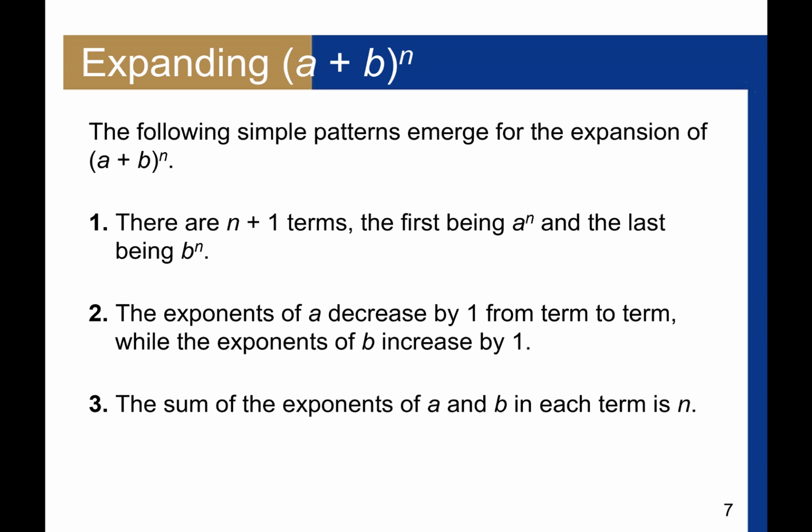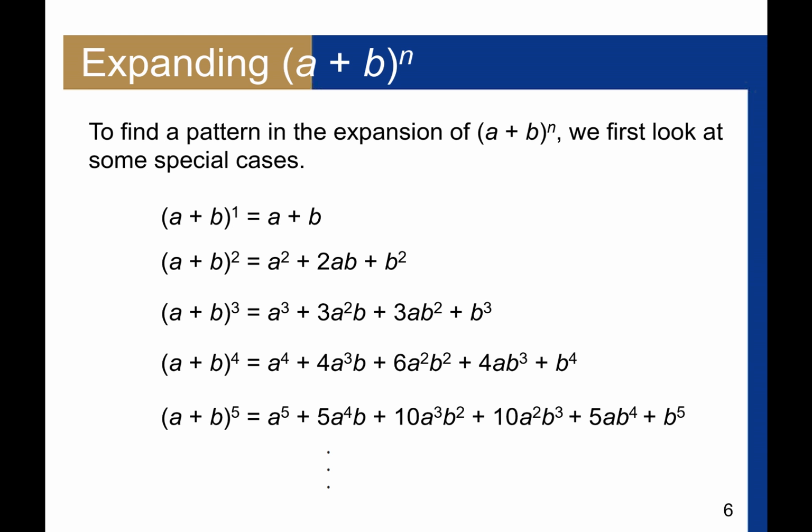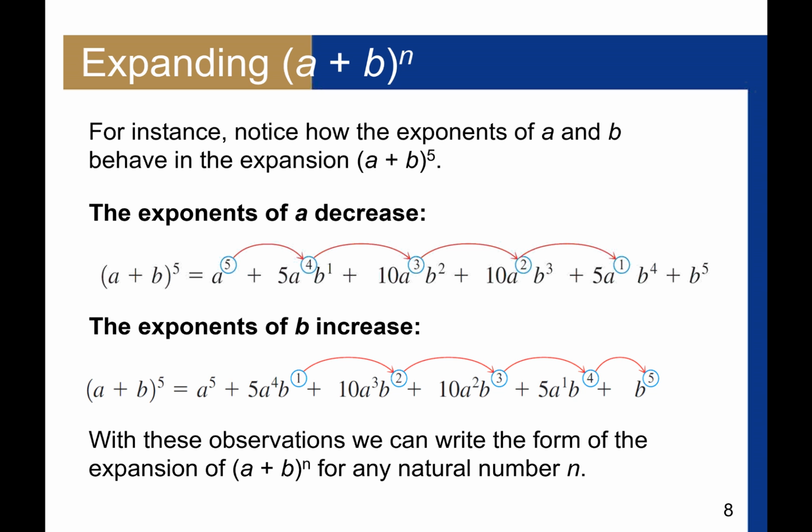The exponents of a decrease by 1 from term to term, down to nothing, while the exponents of b increase from nothing. And looking at each individual term, the sum of the exponents of a and b is also equal to n. So again, we go back here. It's 5a to the fourth, with an implied b to the first. 4 plus 1 is 5. 10a cubed b squared, 3 plus 2 is 5. Again, we're just trying to highlight and emphasize this.